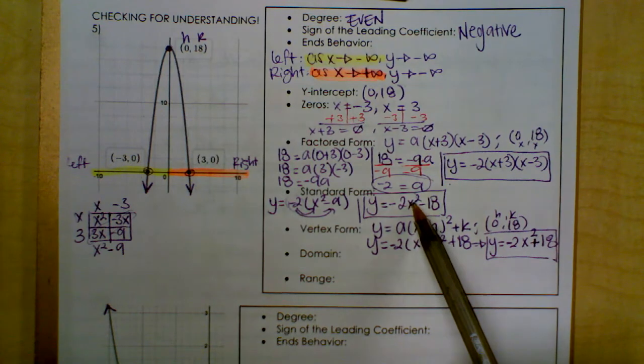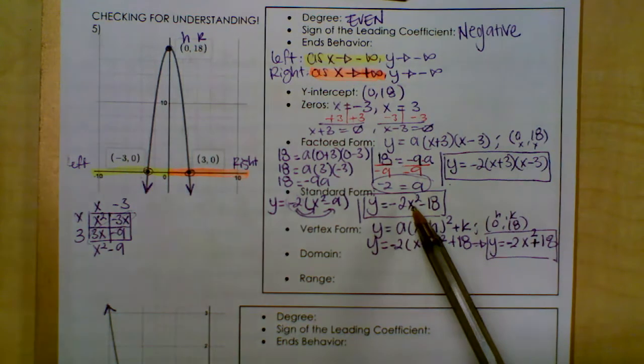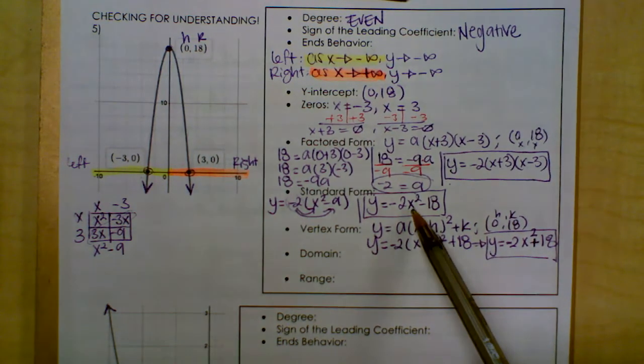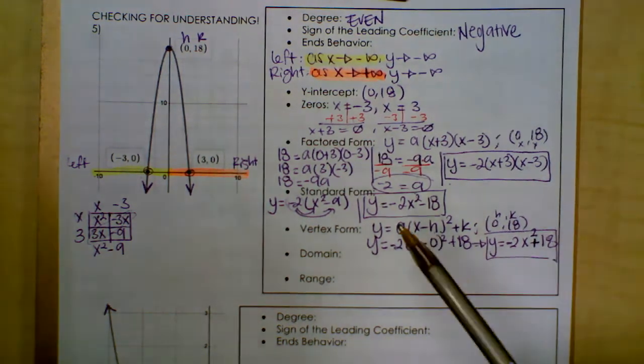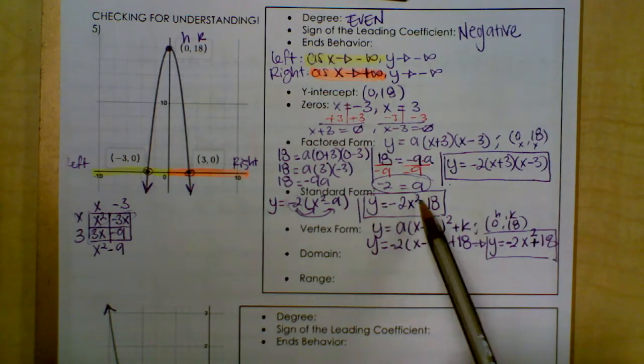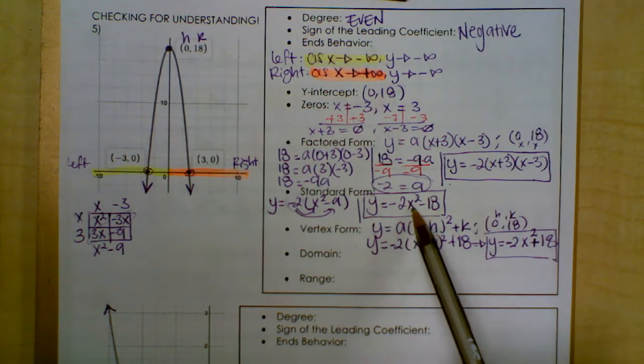x can be any real number. It can be negative 1,000,000,000. It can be positive 1,000,000,000,000. It can be a fraction, a decimal, the square root of negative 5, or the square root of positive 5. So the domain is that x can be any real number.